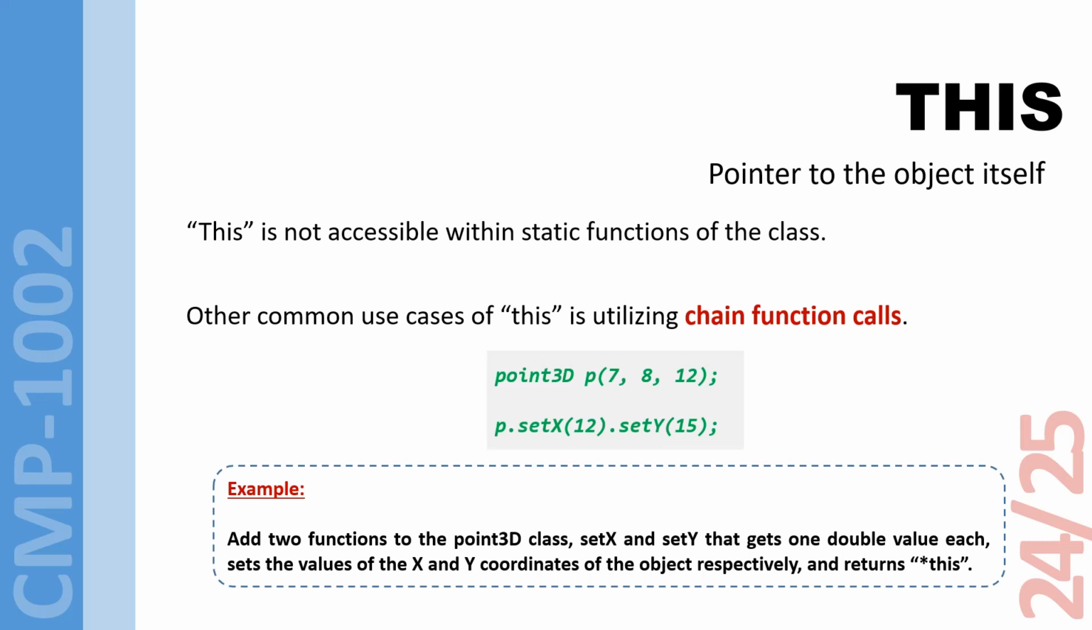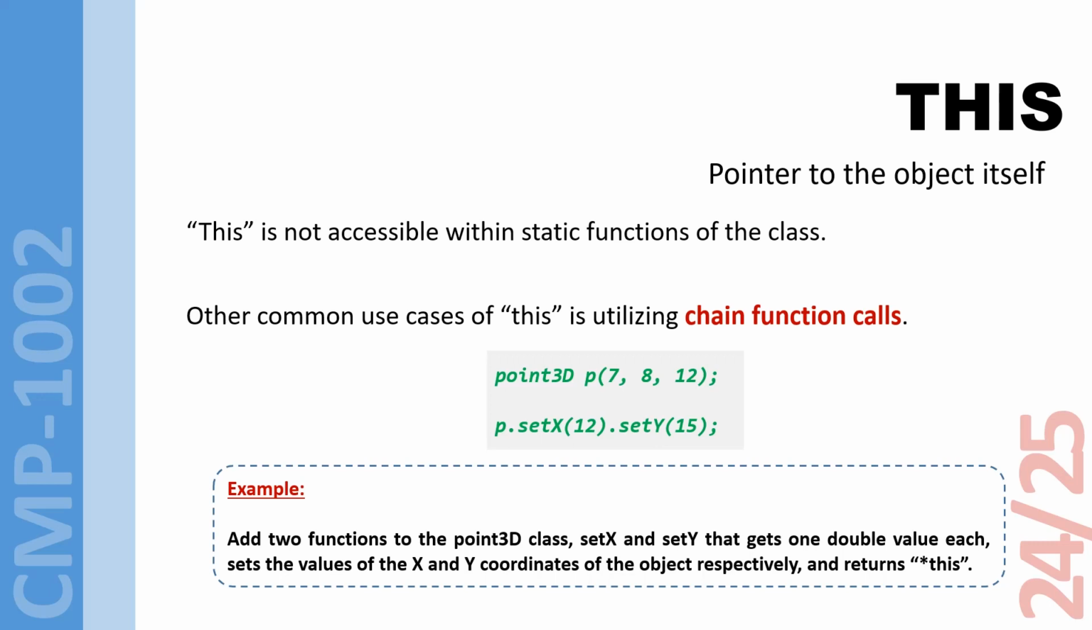There are some occasions in which these kinds of set functions are useful. So why am I saying this? Because in many classes you can write chain function calls, as you can see here, like p.setX(12).setY(15). The first part is very straightforward. I'm just calling the setX function of the object p. That's good. But which object's setY am I calling?